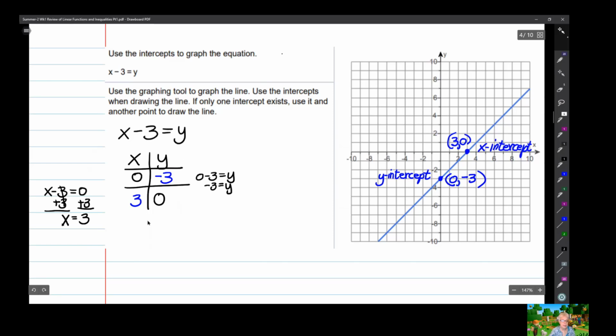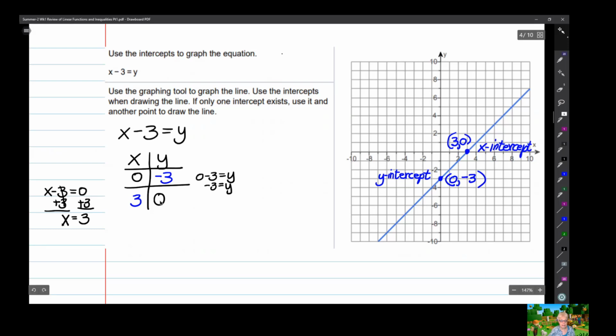When you're looking for intercepts, you set up an X and a Y table like this. The top line means that X is 0, so what is Y? Down here, Y is 0, so what is X? And you have to calculate the answers. If X is 0, then x minus 3 equals y is going to be 0 minus 3 equals y. So -3 equals y, and I put a -3 there.